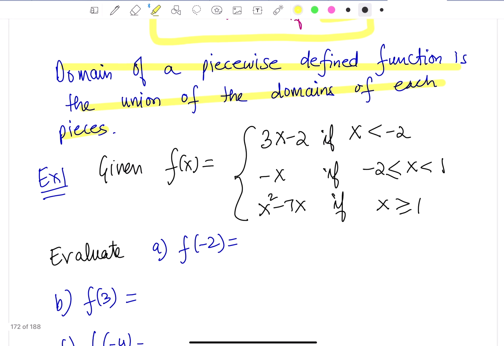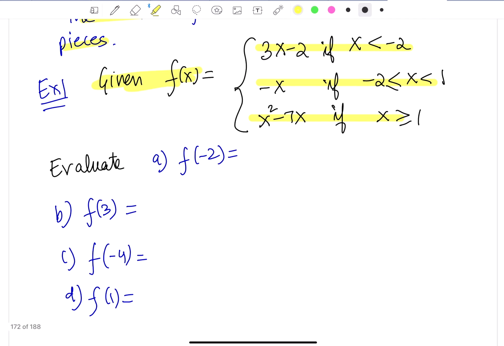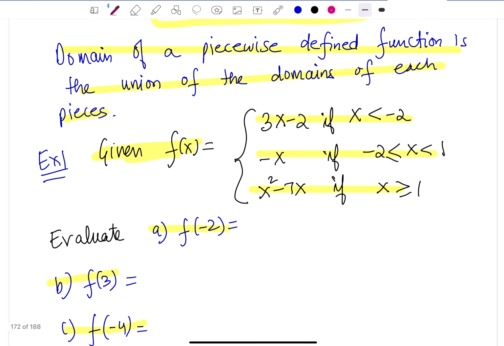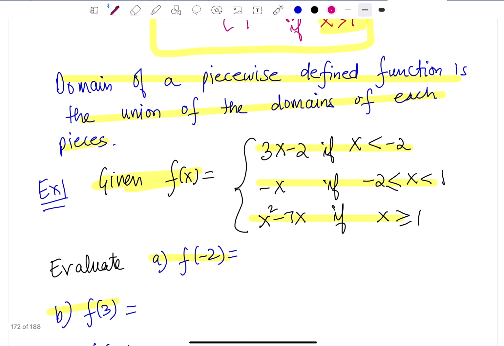Here's an example. Given f of x as a piecewise function, we want to evaluate this piecewise function at -2, 3, -4, and 1. Let's look at evaluating at -2. So f of -2: when x is equal to -2, we will be using this rule. So f of -2 is going to equal the negative of -2, which is going to be +2, because that's where we have the equal sign.